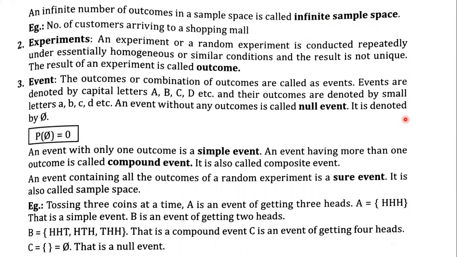An event containing all the outcomes of a random experiment is a sure event. It is called the sample space. Now we understood what a sample space is. The other name of sample space is sure event.